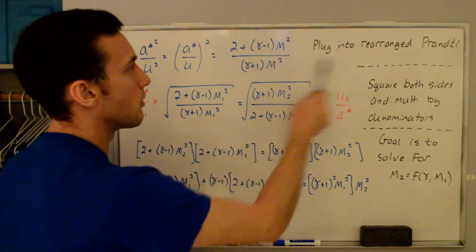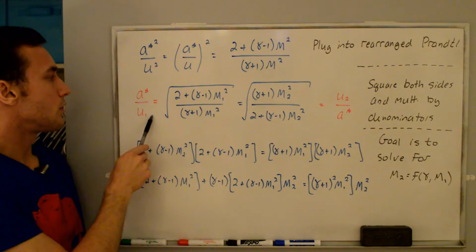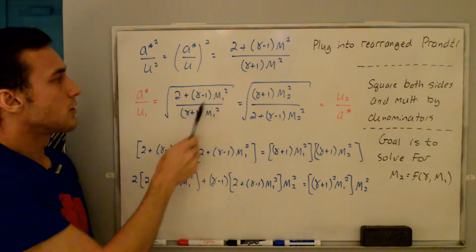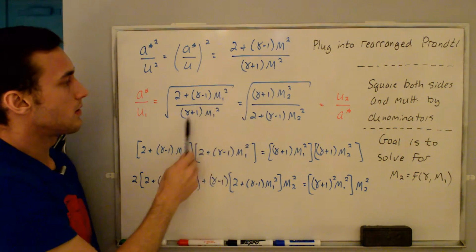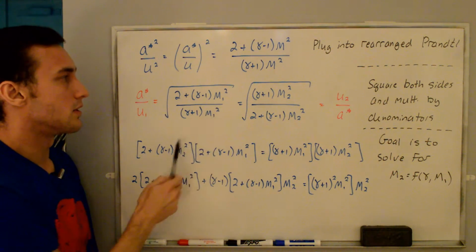And now we can plug this into that rearranged Prandtl equation that I had on the previous whiteboard as well, where we had a star over u1 is equal to, so that's this term here, but we're going to take the square root of both sides. So I'm plugging in here, I'm taking this, plugging that in here, and now since we're talking about state 1, we can just plug in that the Mach number is the Mach number at 1.